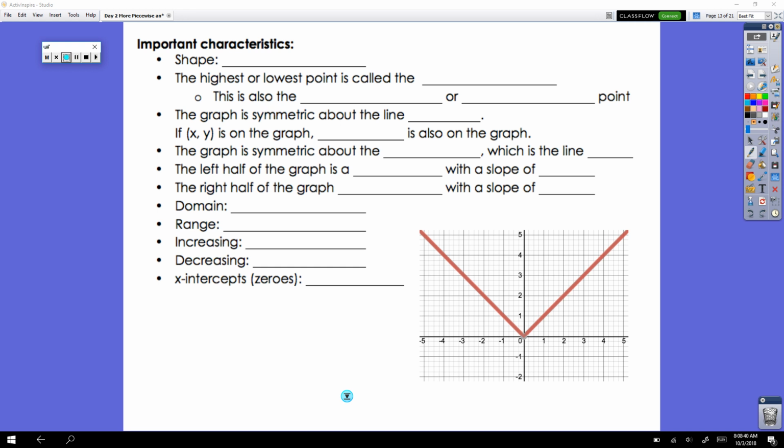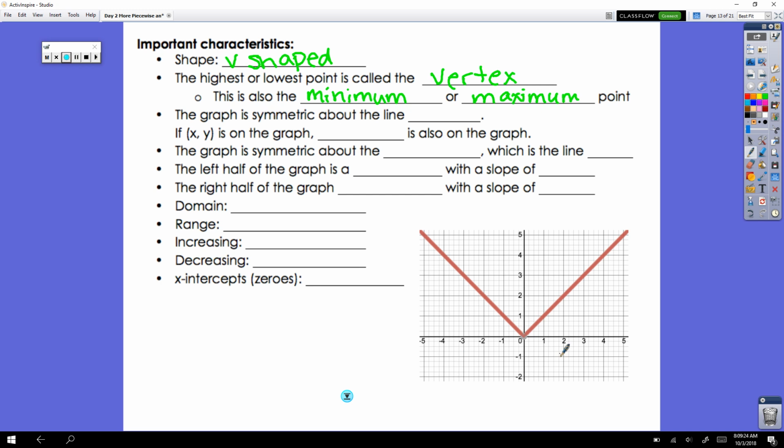Some key characteristics of our absolute value is that it is V-shaped, as you can see from what we just graphed above or down here. The highest or lowest point is called the vertex. This is also the minimum or maximum. Whether it's the minimum or maximum point depends on whether the absolute value is positive or negative. If the absolute value is positive, it's going to look like this. If the absolute value is negative, it just flips upside down and it'll look like that, like an upside down V.